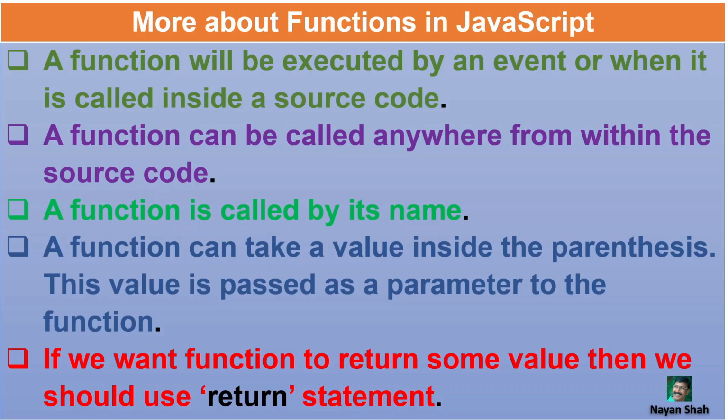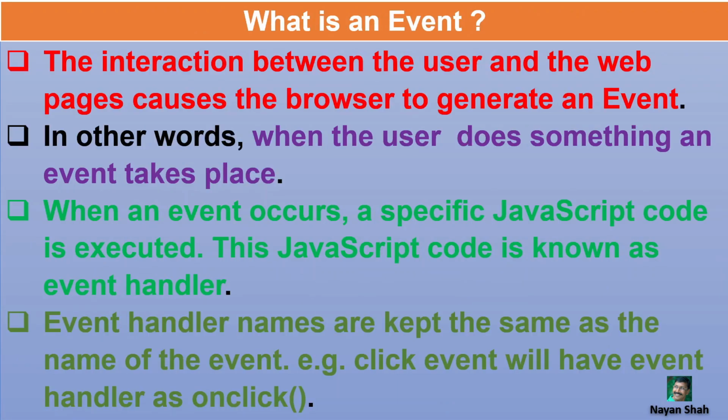So that is what a function and its parameter are. And if you want a function to return something in JavaScript, then we must use the return statement. Now we will see what an event is. The interaction between the user and the web page creates an event. As I said, any website is able to trap all our events through scripting code: where exactly our mouse is going, where we are clicking, double clicking, right clicking, when the page is loading, when the page is getting unloaded, when an error is occurring.